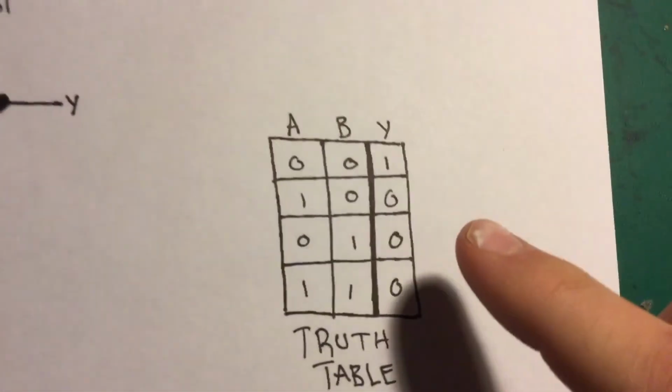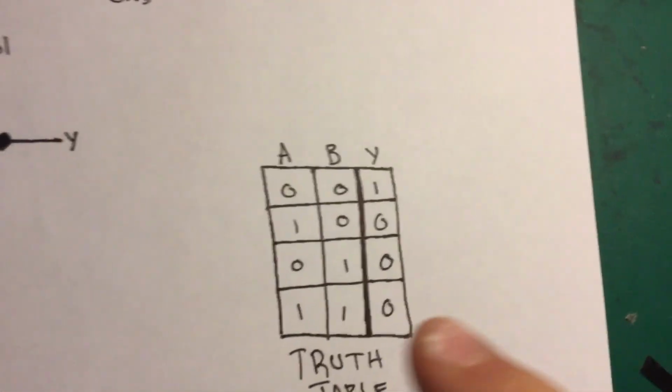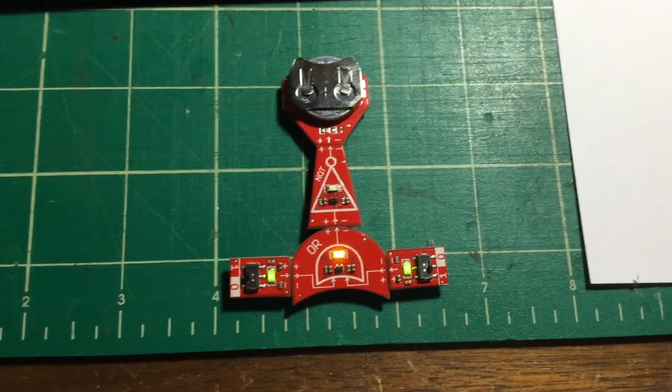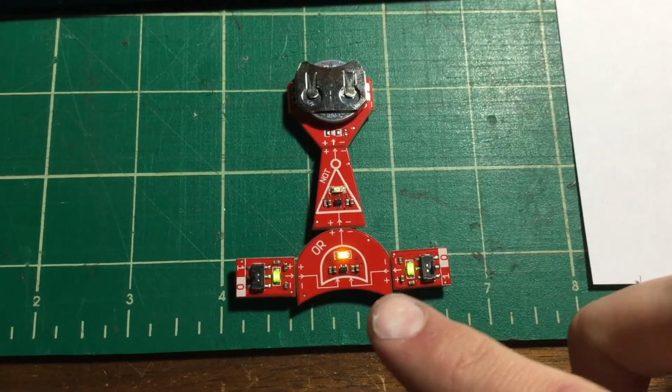You can see that for 0, 0, the output will be 1. For 1, 0, it will be 0, for 0, 1, it will be 0, and for 1, 1, it will be 0.